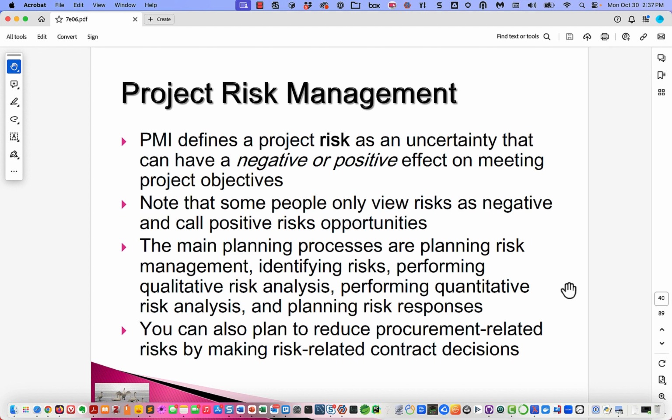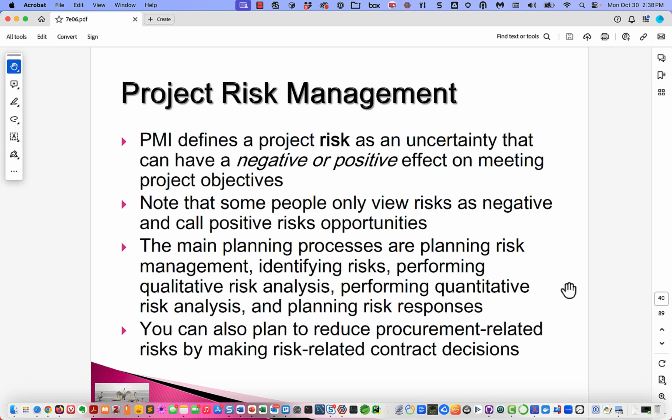So, in a scientific sense, risk is variability. It's variability of potential outcome. And in the PMI way of speaking about this, and this is a well followed way of thinking and speaking about project risk, we talk about negative risks and positive risks. The main planning processes are planning risk management, identifying risks, performing qualitative risk analysis, performing quantitative risk analysis, and planning risk responses.